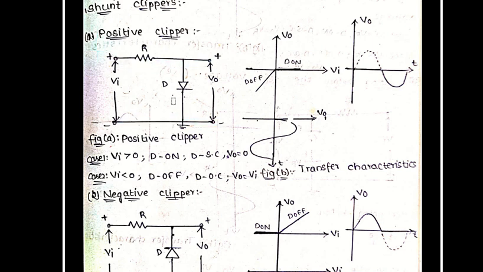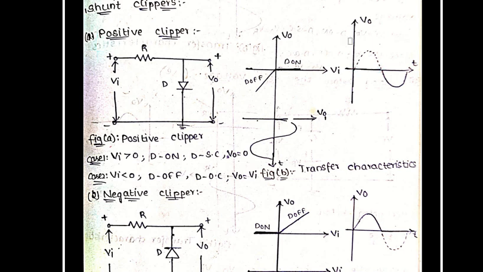Plus is connected to this, minus is connected to this. Therefore, the output voltage V0 is equal to the input voltage. So, whatever the input voltage is, the same voltage appears at this point. But for the positive peak of the input signal, the diode is on, it behaves as a short circuit, therefore V0 is equal to 0.